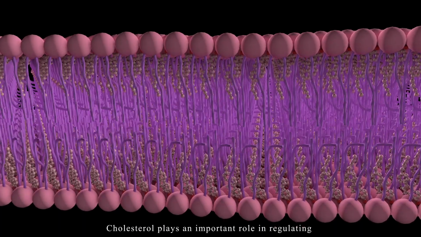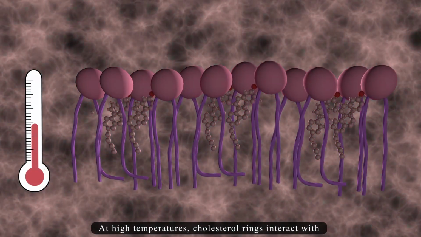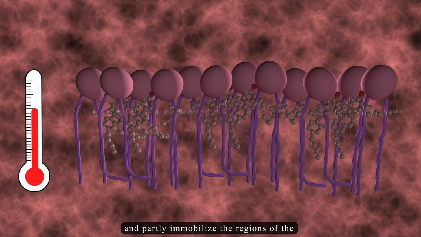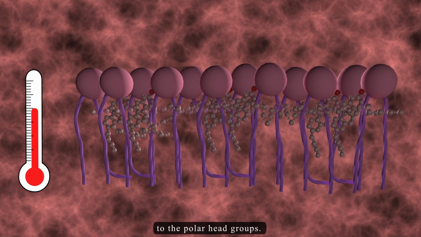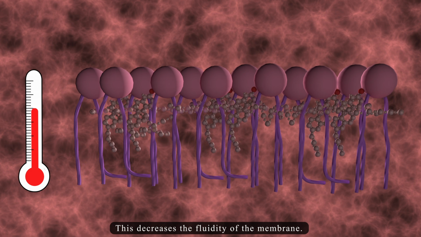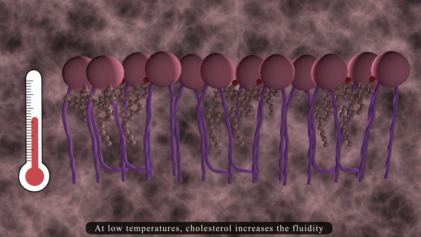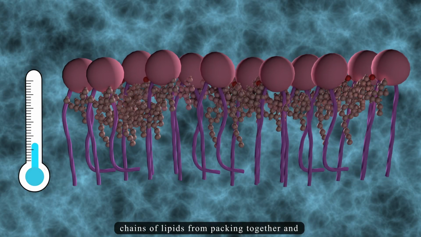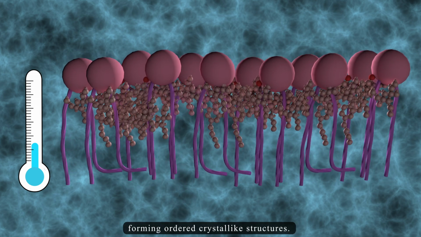Cholesterol plays an important role in regulating the fluidity of the plasma membrane. At high temperatures, cholesterol rings interact with and partly immobilize the regions of the phospholipid fatty acid chains that are closest to the polar head groups. This decreases the fluidity of the membrane. At low temperatures, cholesterol increases the fluidity of the membrane by preventing the hydrocarbon chains of lipids from packing together and forming ordered crystal-like structures.